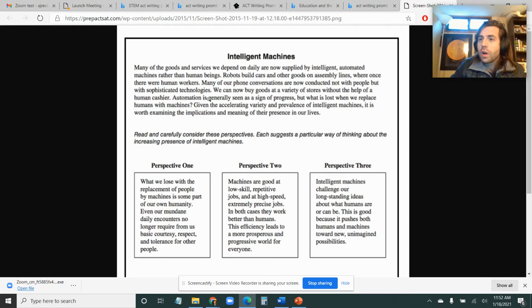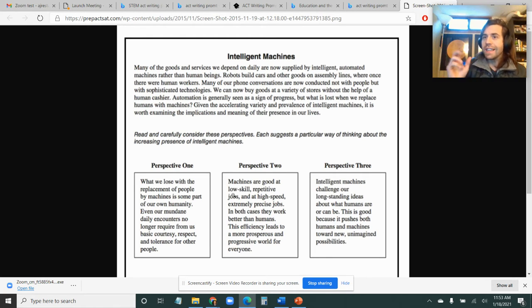And in this prompt, you're always going to see a question embedded in it. So here we can see the question: automation is generally seen as a sign of progress, but what is lost when we replace humans with machines? That is the question we are answering and developing. The rest of the prompt here is just to give us some background information, getting our brain thinking about this idea. And then we're going to get the perspectives. And again, this is all just priming the pump of our thought process, where these are going to be different opinions that are given to respond to this question that we've gotten, which is nice.